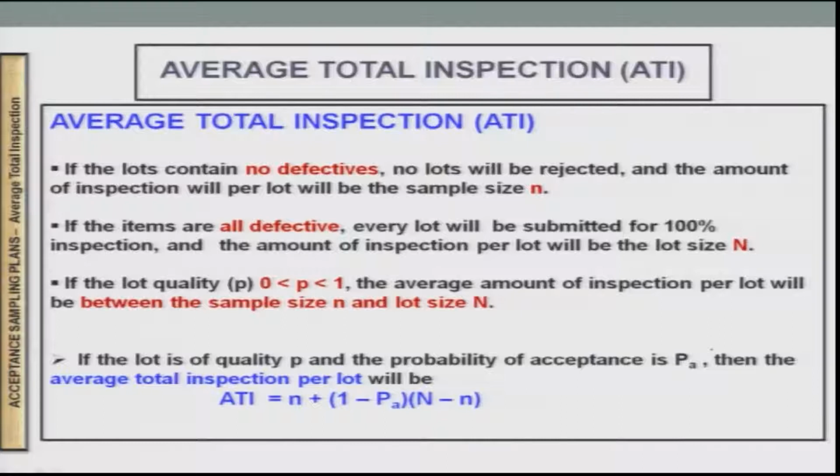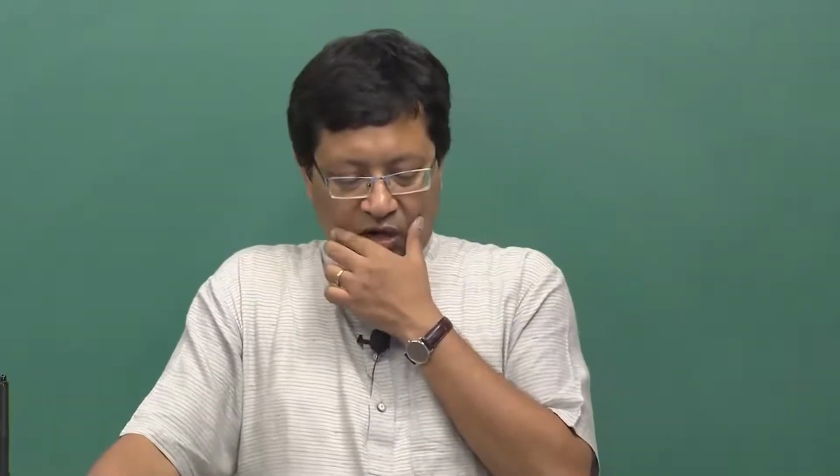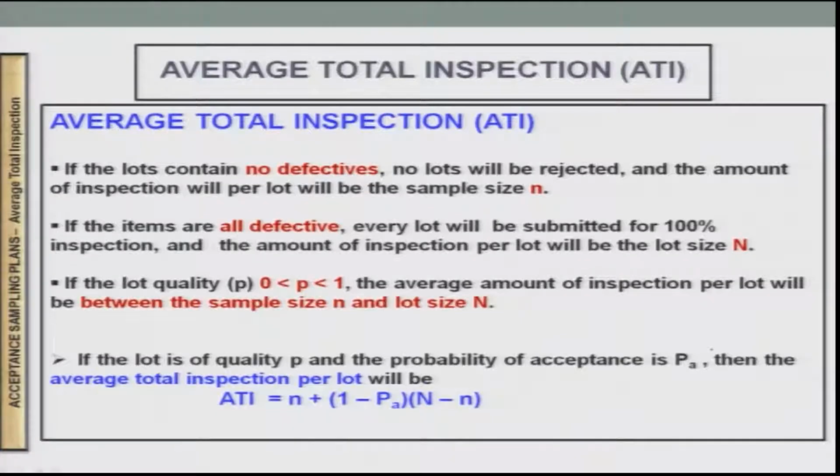For intermediate lot quality, the average amount of inspection per lot will lie between the sample size n and lot size N. This is obviously true, because if you pick up a sample and in one case want to do full inspection, the number of inspections would definitely be between small n and capital N. If the lot is of quality P and the probability of acceptance is PA, then the average total inspection per lot would be given simply by this.